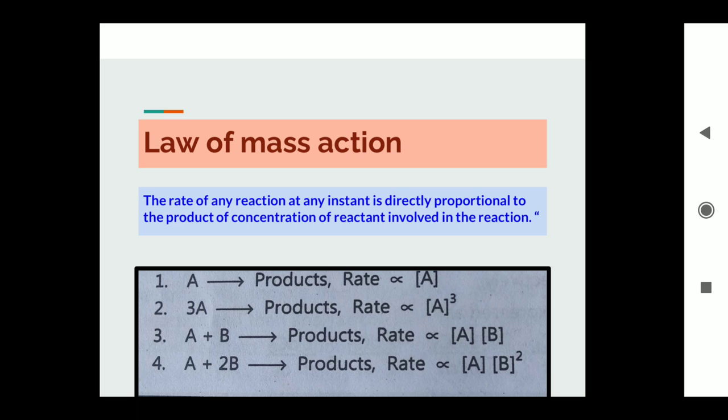In the third example, A plus B gives the product. The rate is directly proportional to the concentration of A as well as the concentration of B, the product of concentrations of A and B. Last example, A plus 2B gives the product. The rate is directly proportional to the concentration of A times the concentration of B to the power 2. The coefficient of B becomes the power in the rate expression.